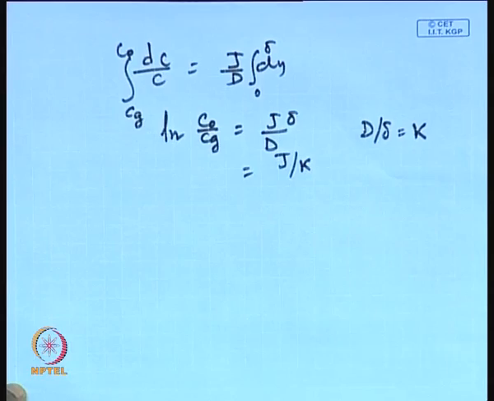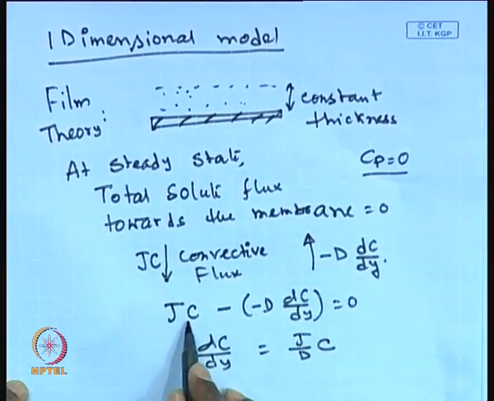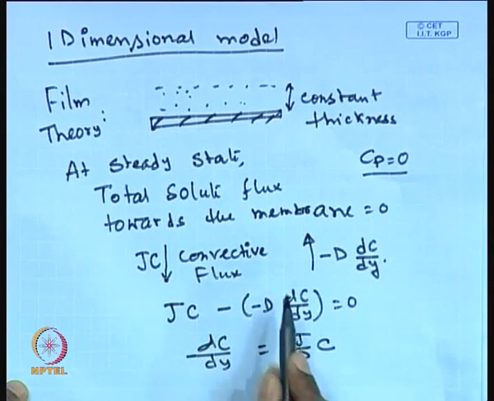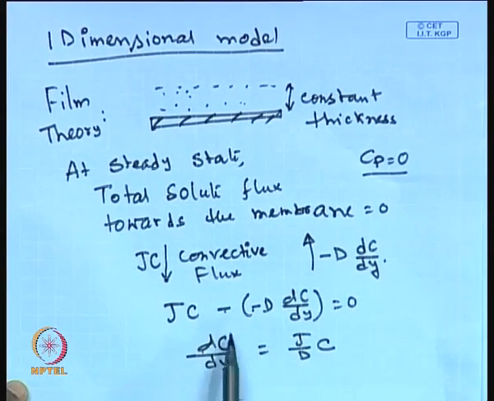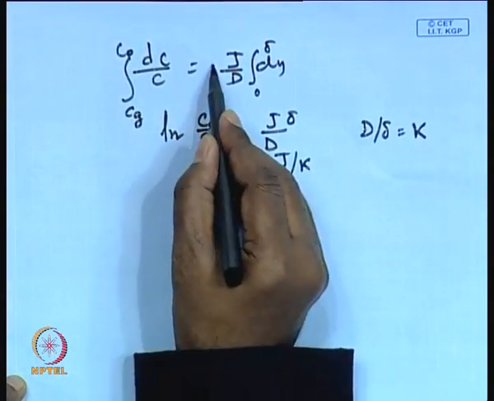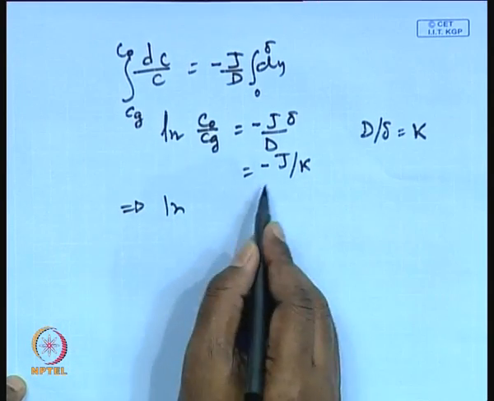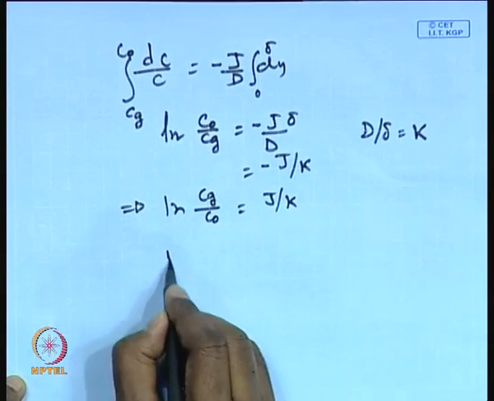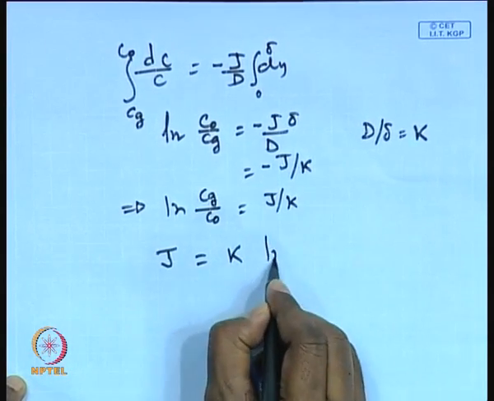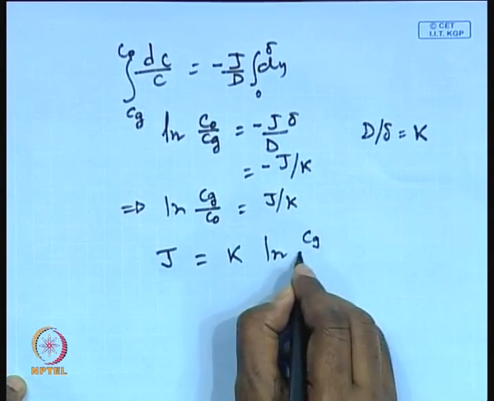Right. I missed a minus sign here because this is the convective flux towards the membrane minus the diffusive flux away from the membrane, so it becomes minus minus plus. So when you change the sides, then it becomes minus, right? So there is a minus here, there is a minus there. Therefore, the minus can be absorbed in ln Cg by C naught is equal to J by k. So you can get an expression of the permeate flux as J equals k ln Cg by C naught.